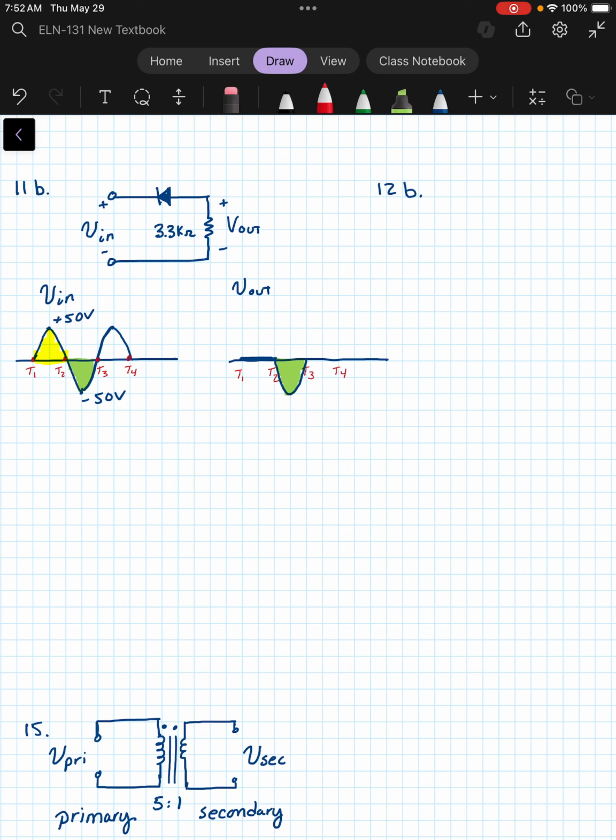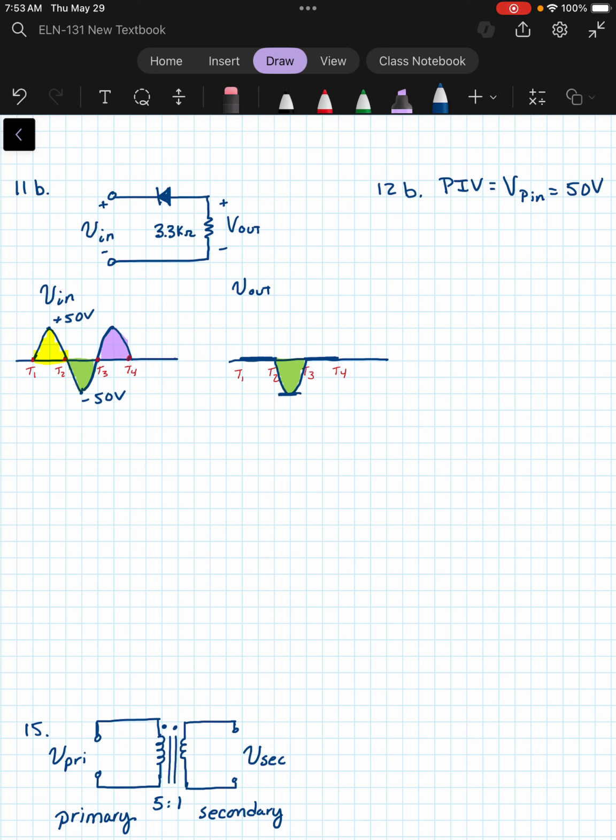And then from T3 to T4, we have reverse bias the diode again, which opens it up between the input and the output, and so it would be 0 there as well. Okay, so 12b is asking about the peak inverse voltage, and what we have here is, again, the peak inverse voltage would be the peak of the input signal, which in this case is 50 volts.